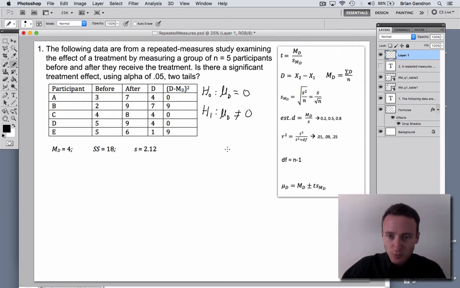And to do so, we need to calculate our test statistic. In this case, it's a t-value since we're doing a t-test. And we're going to compare that to the critical value of t from the t-distribution table. And let's actually go ahead and find that. So before we go to our t-distribution table, we need our degrees of freedom for this study. And since there are 5 participants in the study, degrees of freedom is equal to 5 minus 1, which is 4. And we're using an alpha of 0.05, two tails.